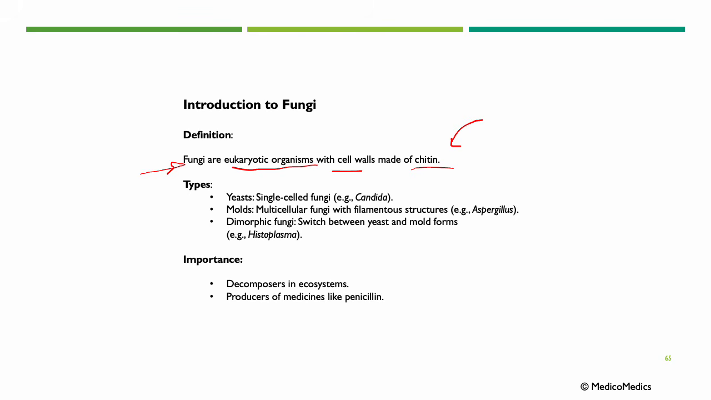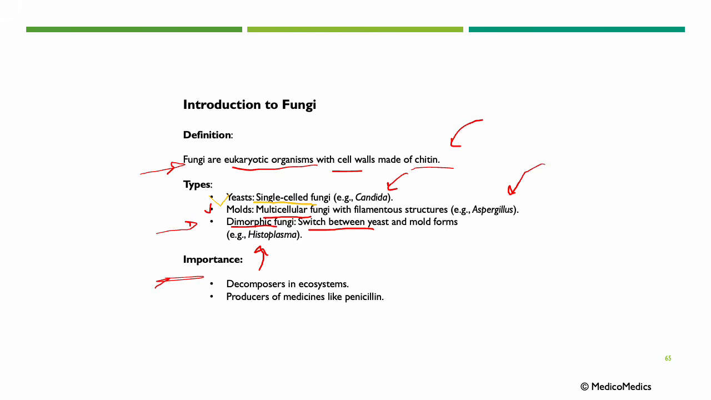Now let's mention some types of fungi. So we have yeasts, right? These are single-celled fungi. An example is Candida. We have molds, so multicellular fungi with filamentous structures like Aspergillus. Then we have dimorphic fungi. So this switches between yeast and mold forms like Histoplasma.